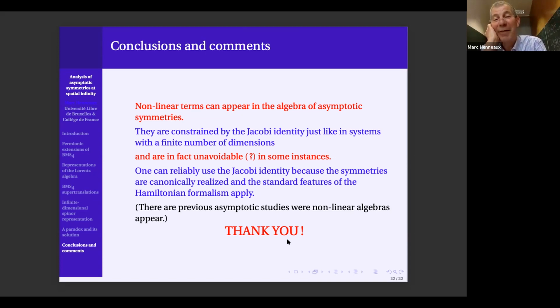I was just saying that we are insisting on having a symplectic structure which is strictly invariant and not invariant up to surface terms, and finite. And this puts very strong constraints, at least in the Hamiltonian description at spatial infinity. So this is probably the origin of the complications. But doing this, the bonus we get is that we can reliably use the Jacobi identity rather blindly, and the symmetries are canonically realized, and all the theorems of Hamiltonian mechanics apply.